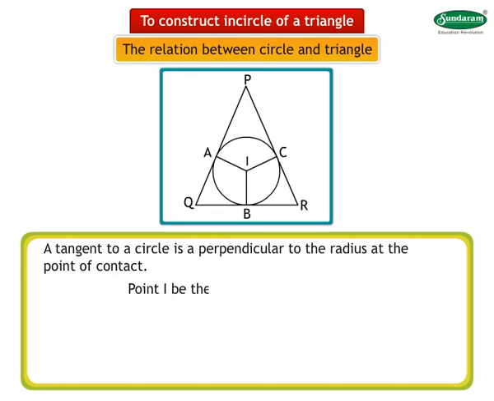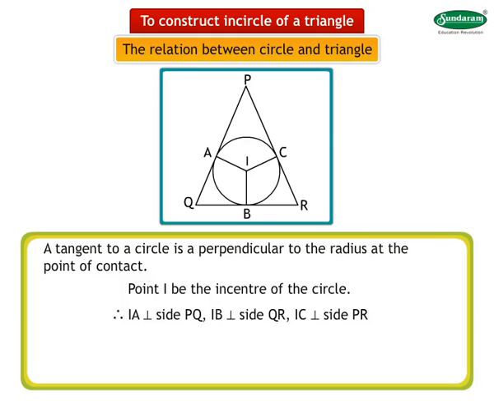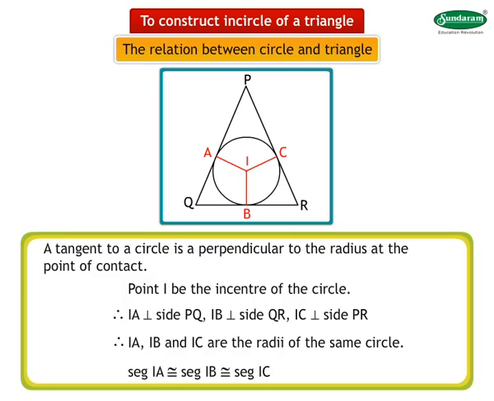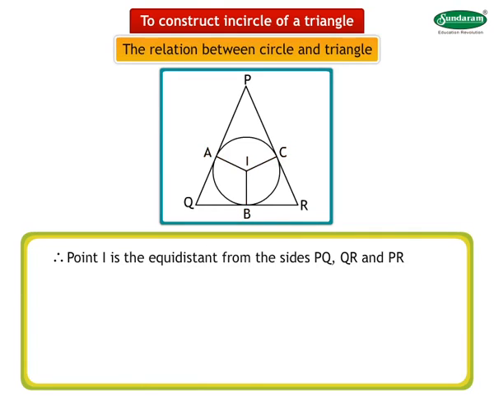Now, let point I be the incenter of the circle. Therefore, IA is perpendicular to side PQ. IB is perpendicular to side QR. IC is perpendicular to side PR. Therefore, IA, IB and IC are the radii of the same circle. Segment IA is congruent to segment IB is congruent to segment IC. Therefore, point I is equidistant from the sides PQ, QR and PR.